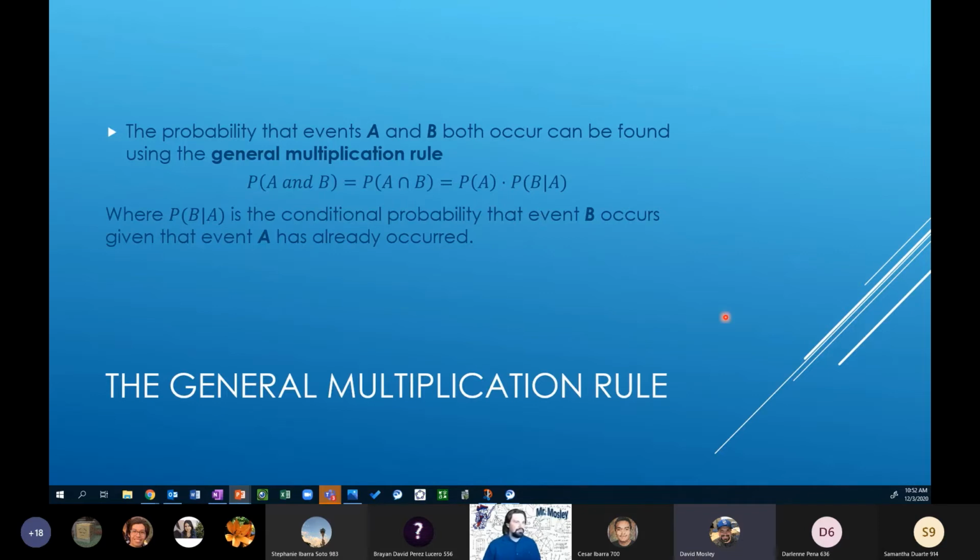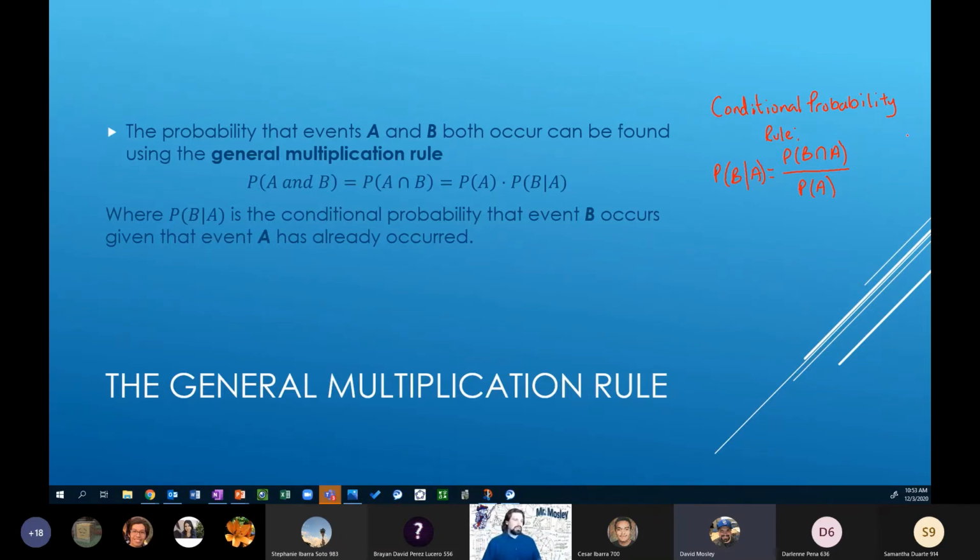That's better. All right. As a reminder from our previous lesson, our conditional probability rule is the one that says probability of B given A is equal to the probability of B and A divided by the probability of A. This was the rule that was introduced last class.